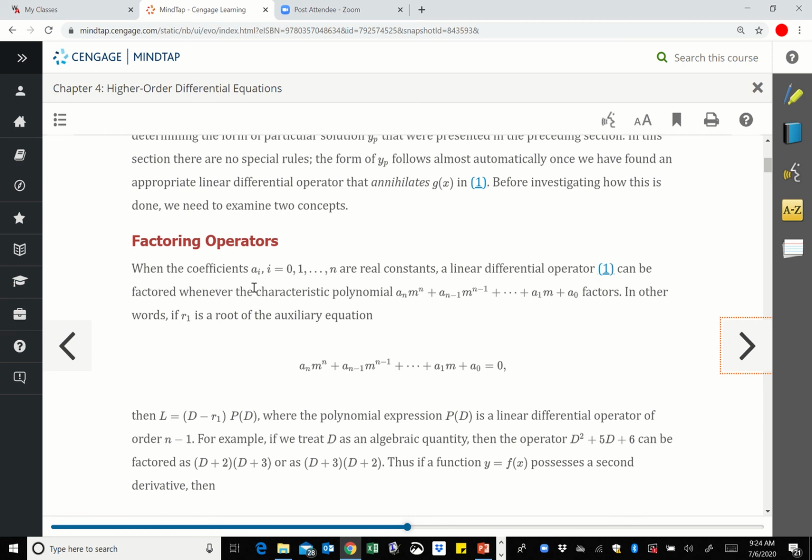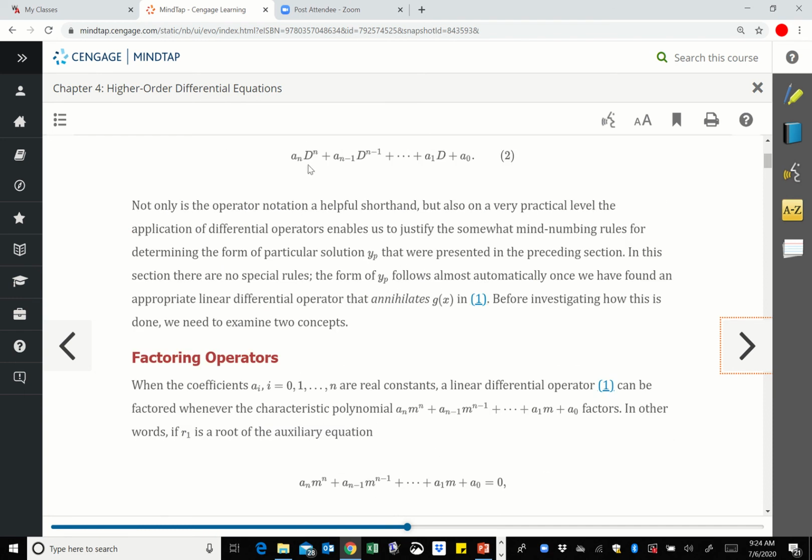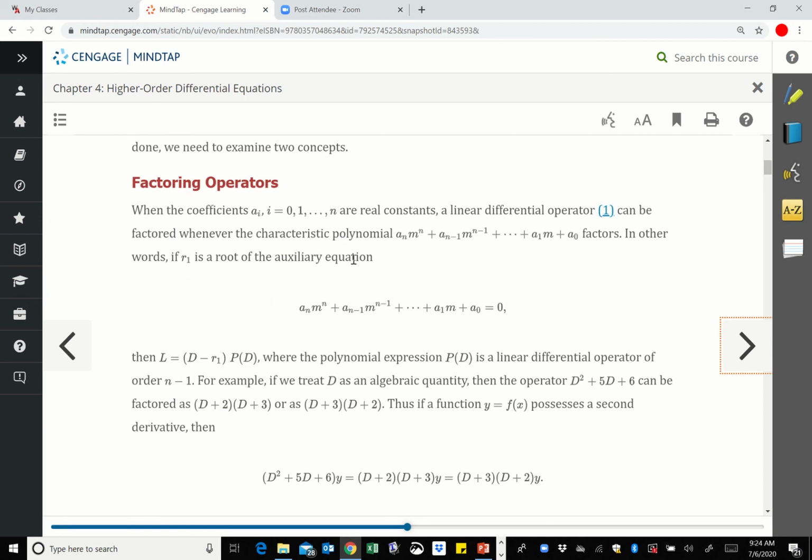So let's suppose that these are real constant coefficients as we've been working with in this section. Then the differential operator can be factored whenever the characteristic polynomial, a sub n m to the n plus a sub n minus 1 m to the n minus 1, all the way down to a1 m plus a sub 0, factors. So you can think of replacing the D's with m's, and if that resulting polynomial factors, then our differential operator will factor as well.